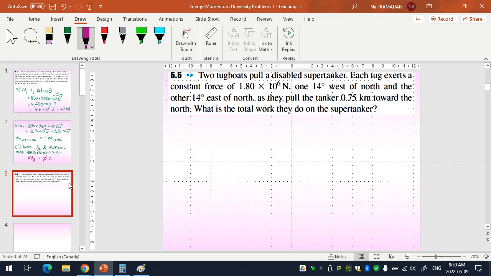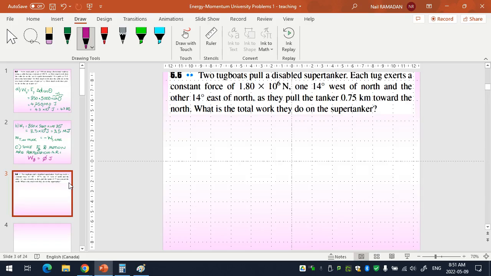The question is, they both pull it, and the whole motion is 0.75 kilometers or 750 meters to the north. Of course, to the north, because if you pull west and one other person pulls east and you're perfectly symmetric, the only way the object is going to move is where? Exactly in the middle between you two, which in this case happens to be perfectly north. So towards the north, what is the total work done on the super tanker?